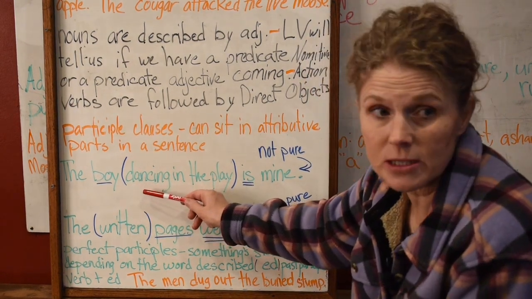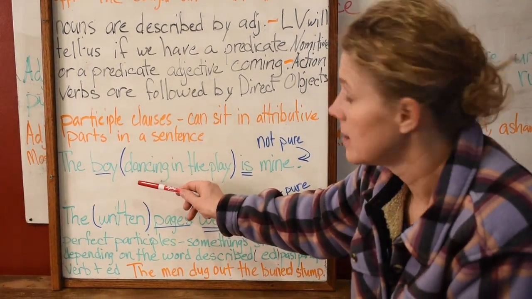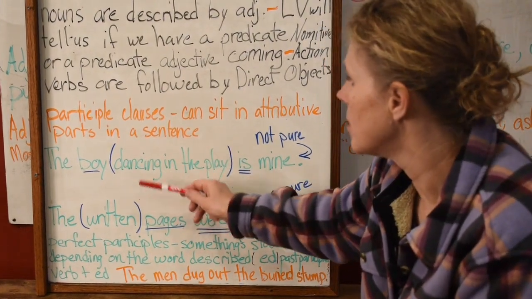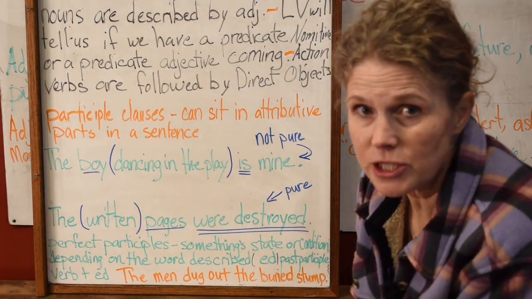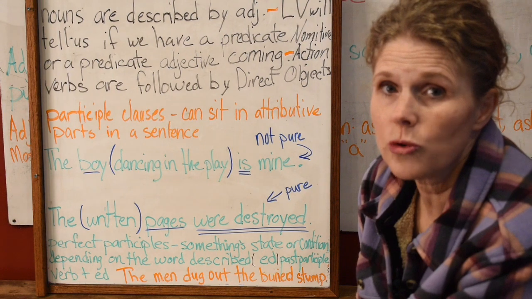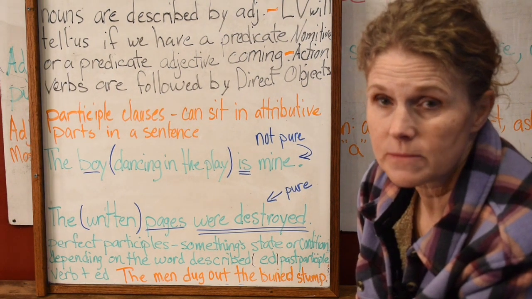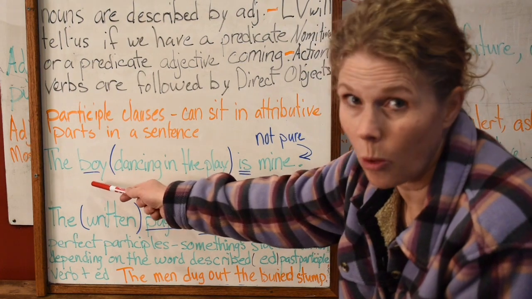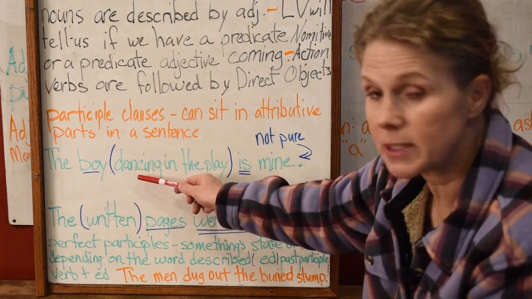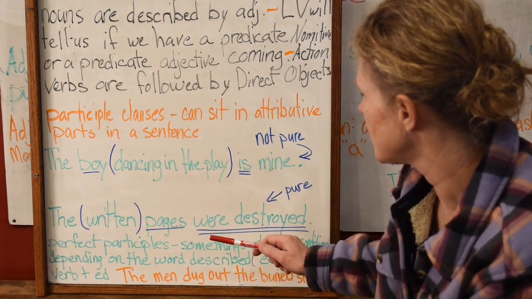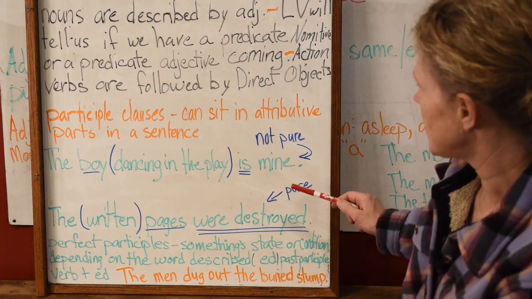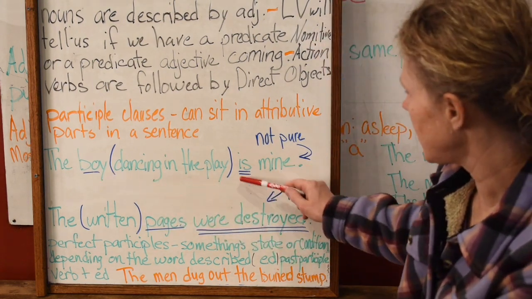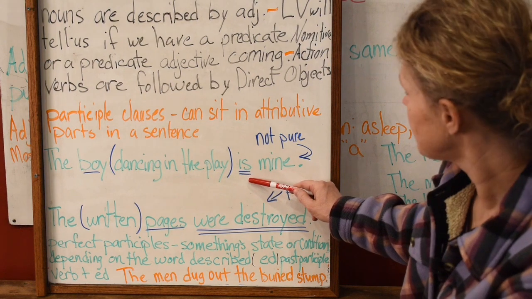So dancing is a what? It's a participle. Participles can act as adjectives. Now, gerunds can only act as nouns. So we know that this is not a gerund because it's describing boy. So it's a participle, acting as an adjective. Okay, and right here is your linking verb.